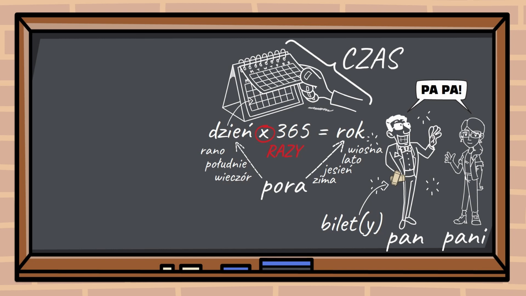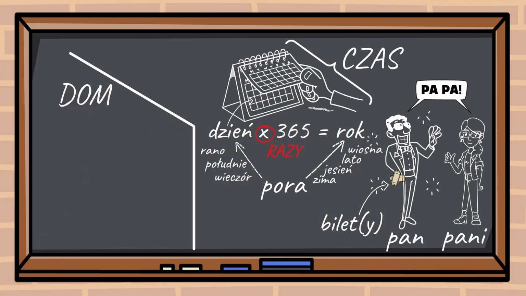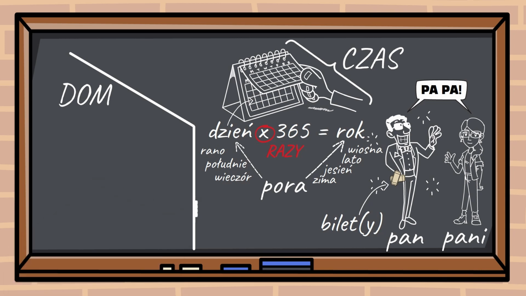Let's get back to pan i pani. After they say papa to each other, pan, the gentleman, is going back home. Home or house in Polish is dom, as you may remember from your first day with Polish Up. And to enter the building, he needs what? He needs kod, the Polish word for code. And the code is the year when Poland regained its independence.